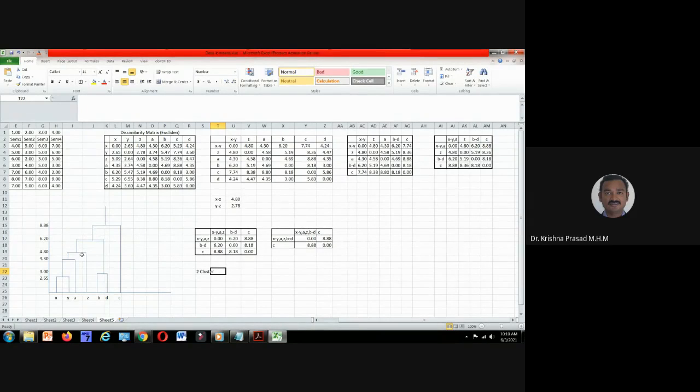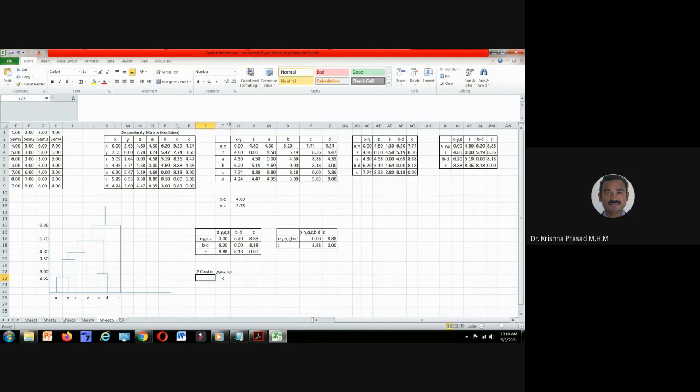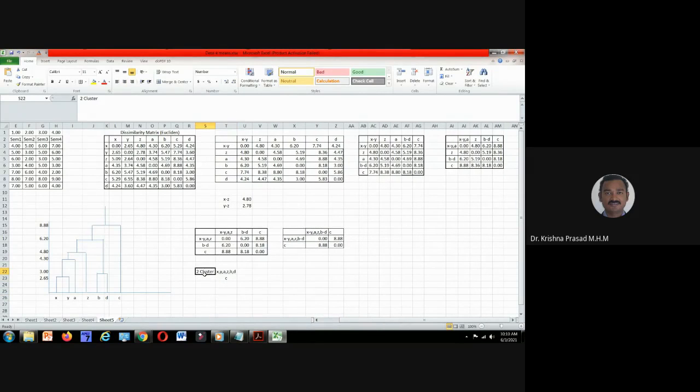One cluster is X, Y, A, Z, B, D, and the other cluster is C only. Right or not? Please see. If you ask me to form two clusters, I can create two clusters this way. This is cluster 1 and this is cluster 2. You can compare the result with k-means also.